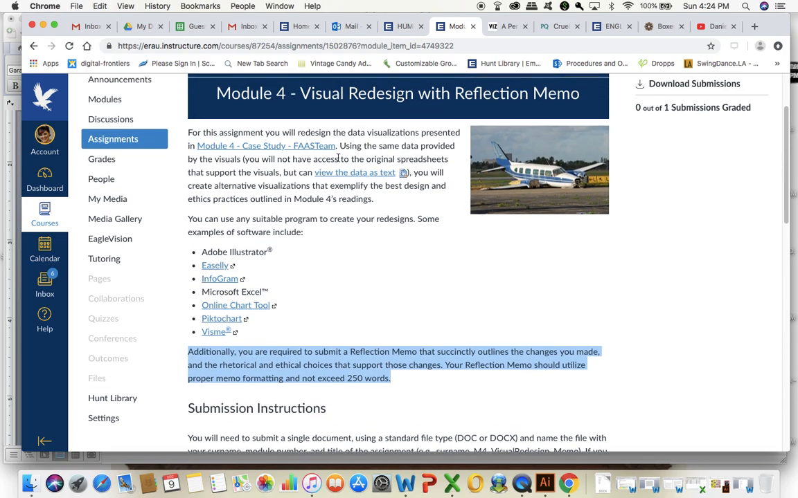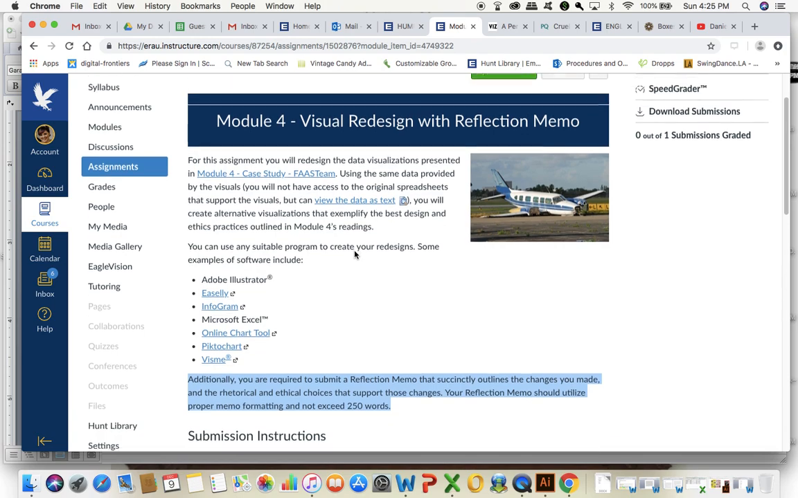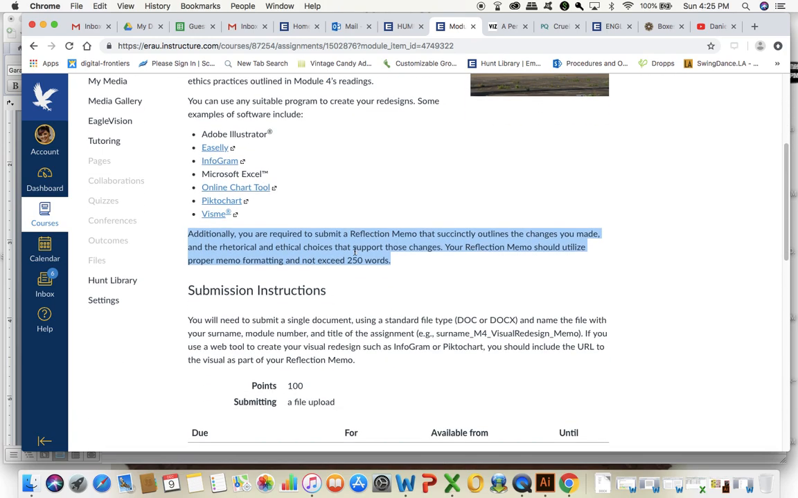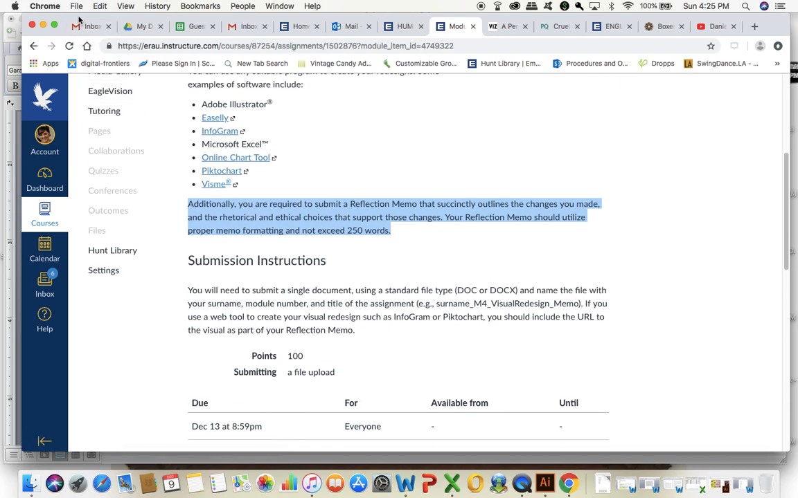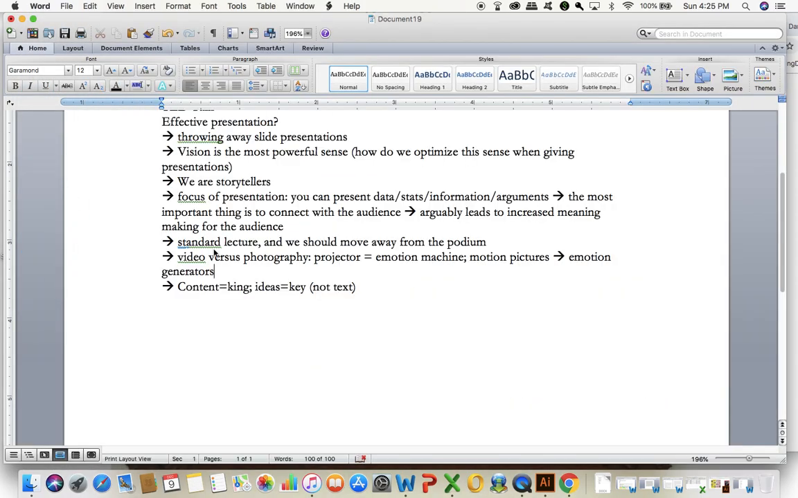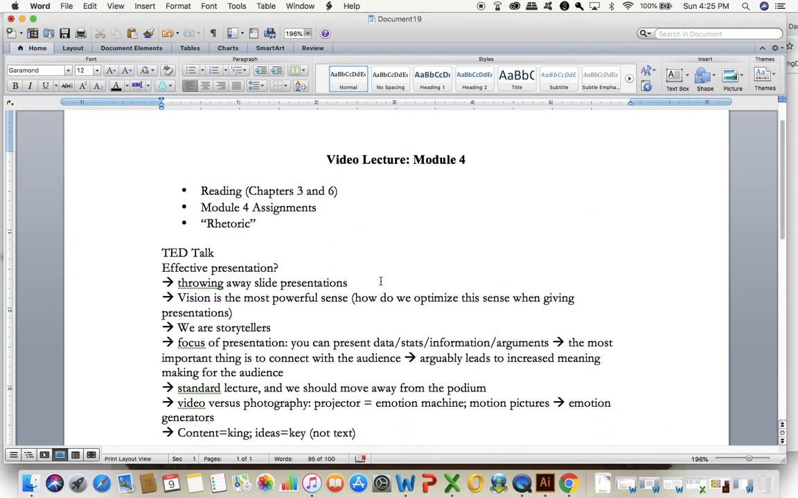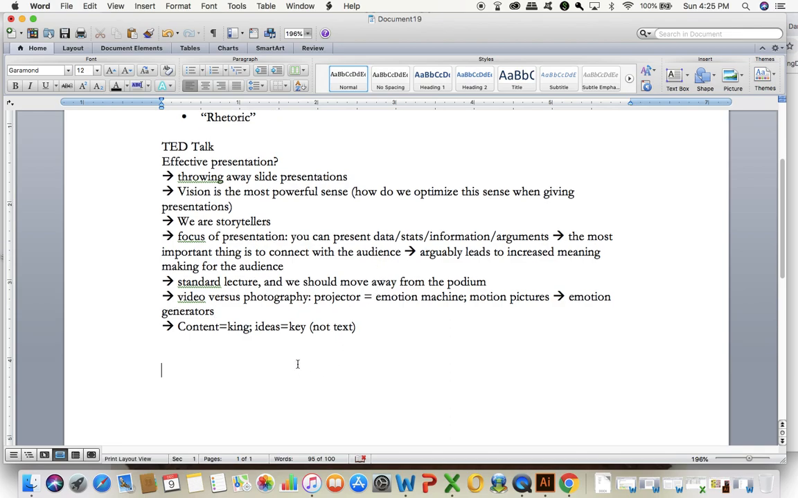You don't have to worry about memo format for the 3 viz designs that you're going to do. Your reflection memos, any memo, should always be in the memo format. And you want it to not exceed 250 words. So that includes all of the assignments for what this week has.